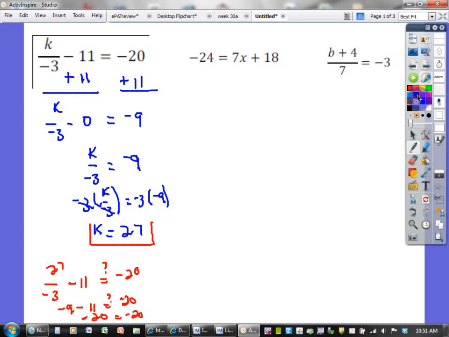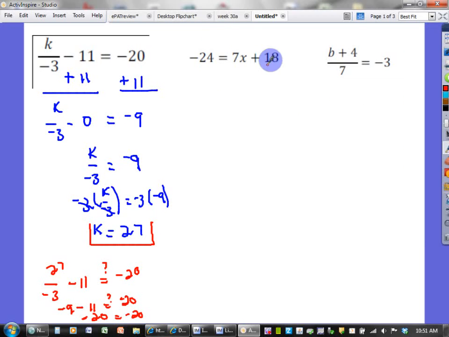Now, if we look at the next question, we have 7 times x plus 18 equals negative 24. Same thing. We want to start on the side where the variable is, and get rid of the plus 18. To do that, we subtract 18 from both sides. That yields 7x, and positive 18 minus 18 yields 0, and 7x plus 0 is just 7x. Then negative 24 minus 18 is negative 42. So negative 42 equals 7x.